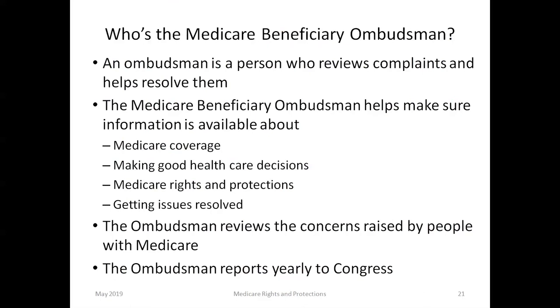So what they do is they review the concerns raised by people with Medicare, and of course they actually have to report yearly to Congress on all the referrals they've gotten. But beneficiaries don't know to do this. I tell beneficiaries, if you're still having a problem with your plan or anything like that and you still cannot get it resolved, call 1-800-MEDICARE and ask for your complaint to be sent to the Medicare Beneficiary Ombudsman. That's the only way we can actually get the complaint to them. It has to go through 1-800-MEDICARE.